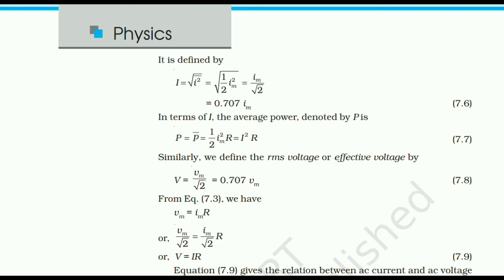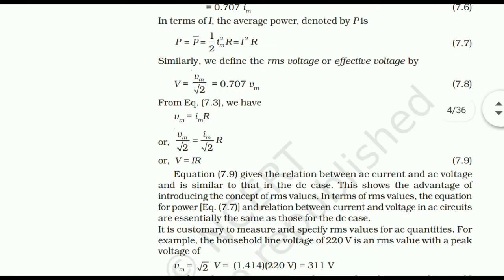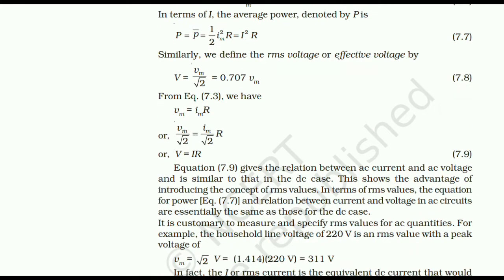In terms of I, the average power denoted by P is P equals half Im square R, which is equal to I square R. Similarly, we define the RMS voltage or effective voltage by V equals Vm upon root 2, which is equal to 0.707 Vm. Thus, Vm equals ImR, or Vm upon root 2 is equal to Im upon root 2 R, or V equals IR.